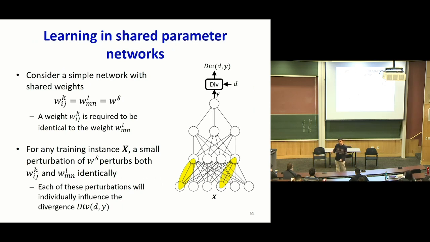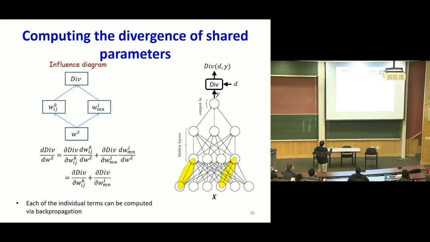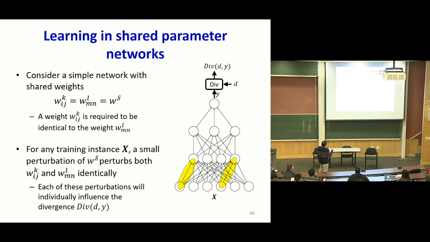It's very simple. Let's take this hypothetical example of a network where I assume that this weight must be identical to this weight. When I speak of shared parameter networks, basically it's a network where I'm arbitrarily deciding that some parameters are going to have the same value. So suppose I decided that these two weights must be the same. Then it's like saying that this weight, Wij(k), is the same as Wlmn, and both of them have the same value Ws, which means that if I perturb Ws, perturbing Ws is going to perturb both of these values.